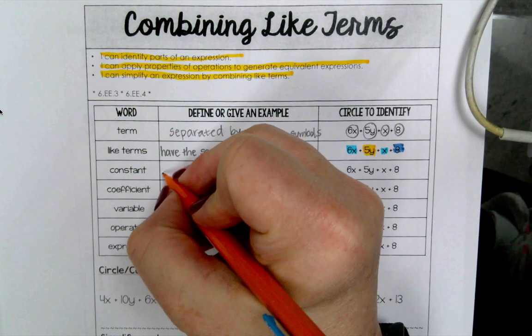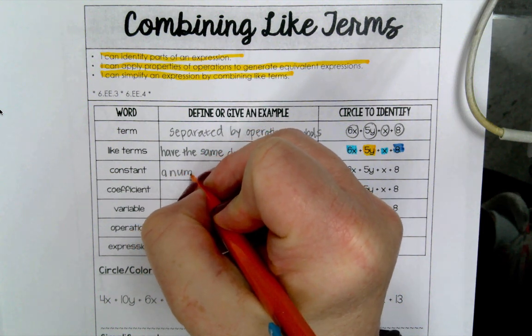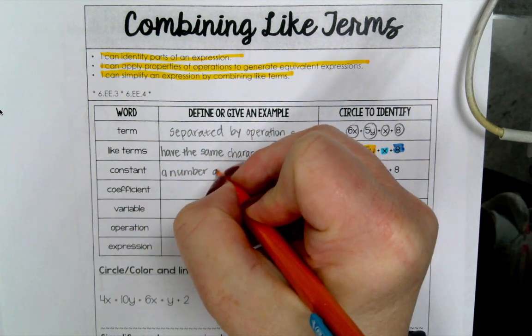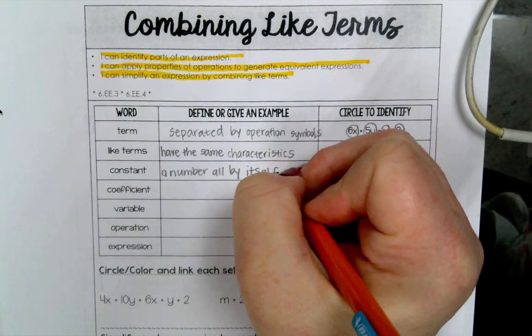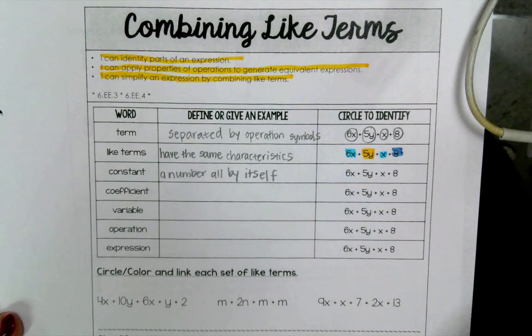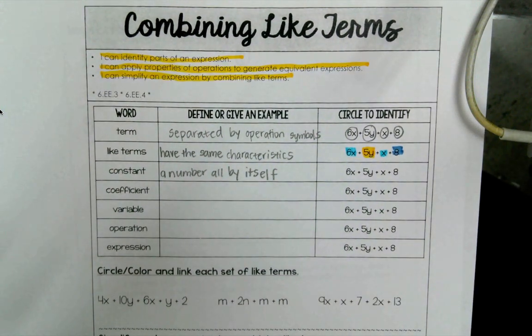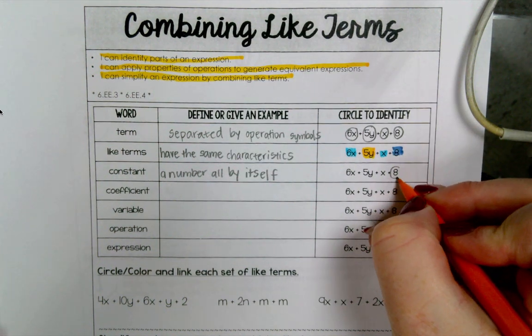A constant is a number all by itself. So this time, I'm going to circle my constant. It's a number, and the constant also does not have a variable attached. So the only constant is 8.